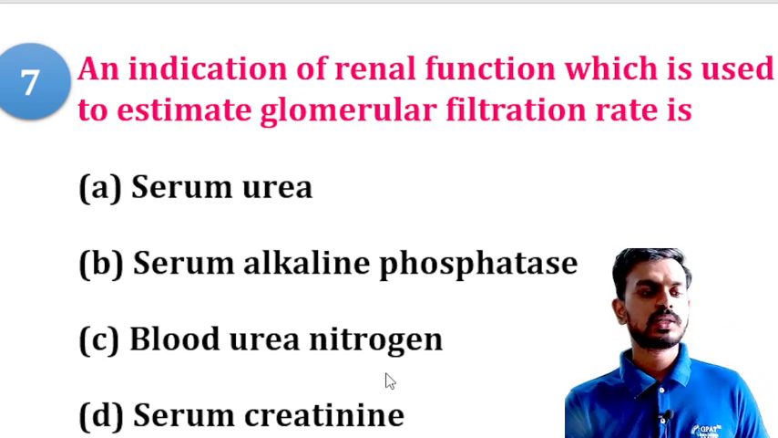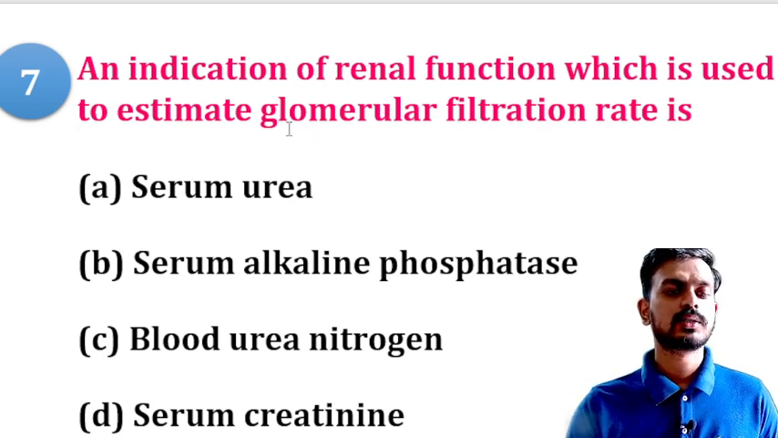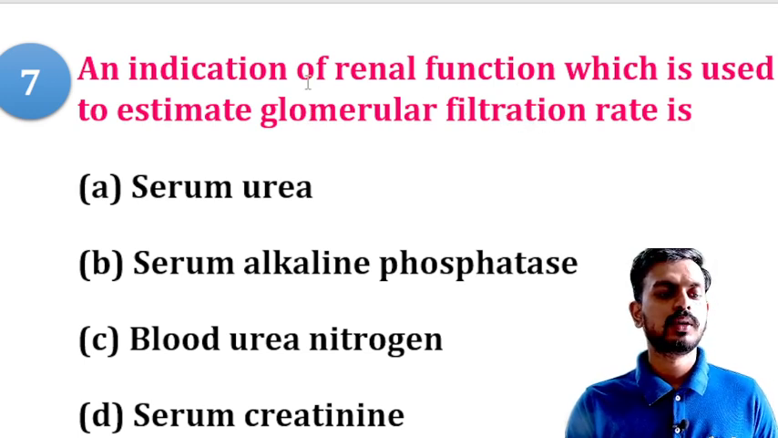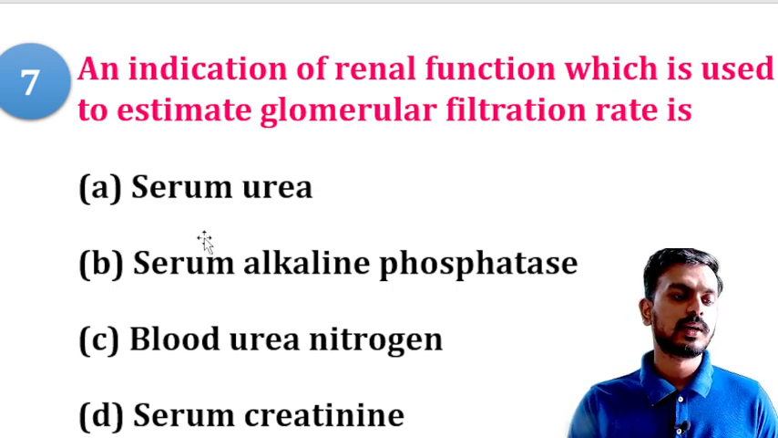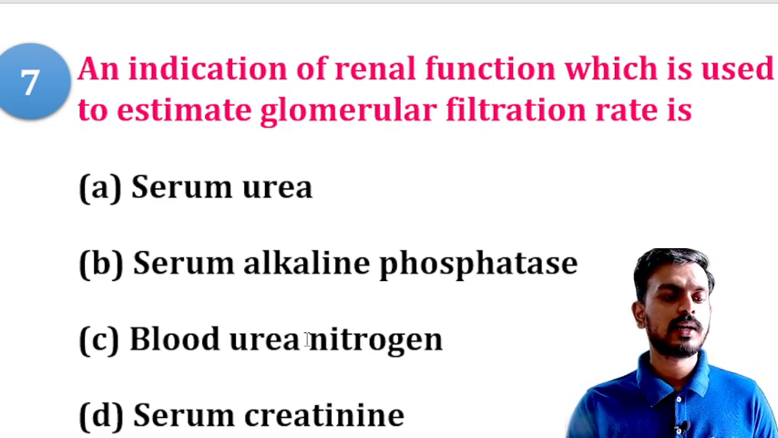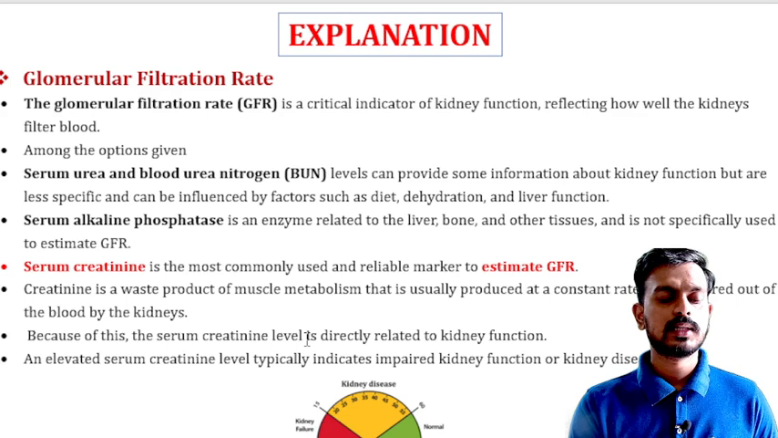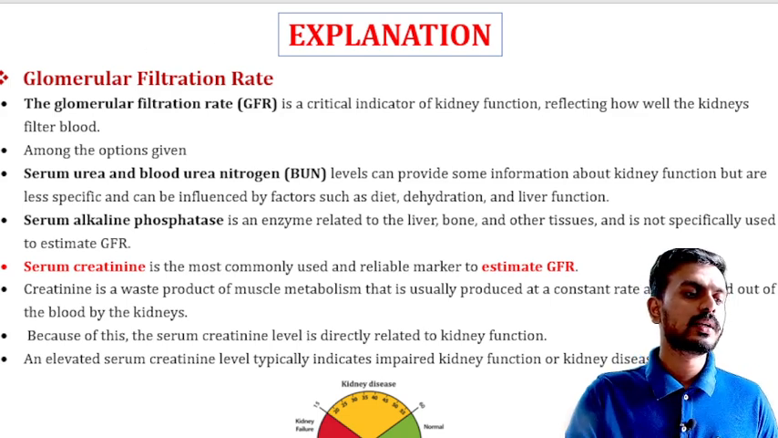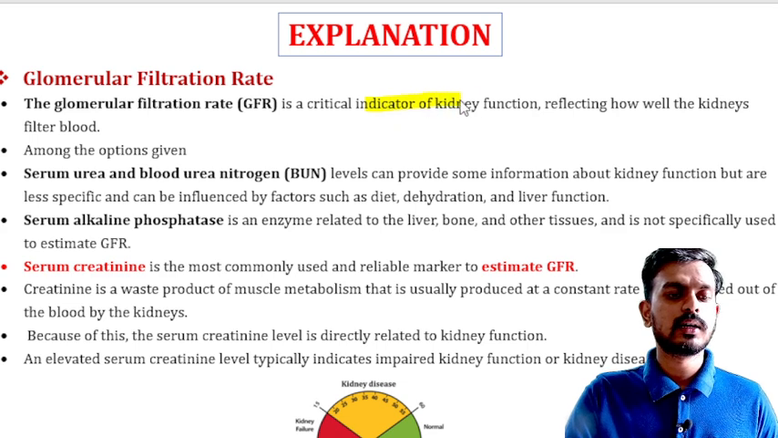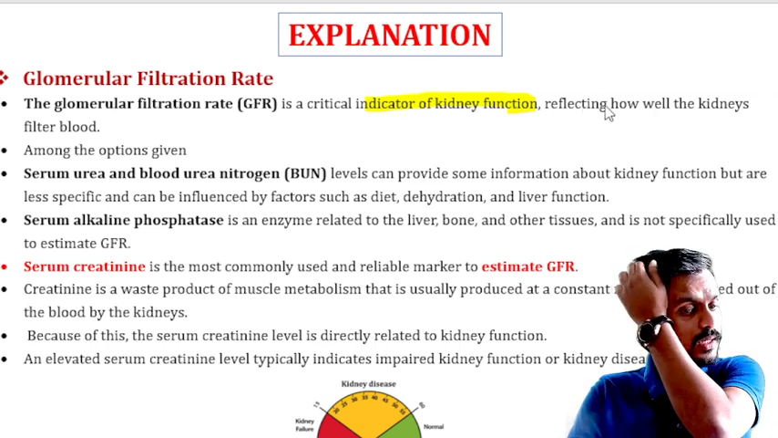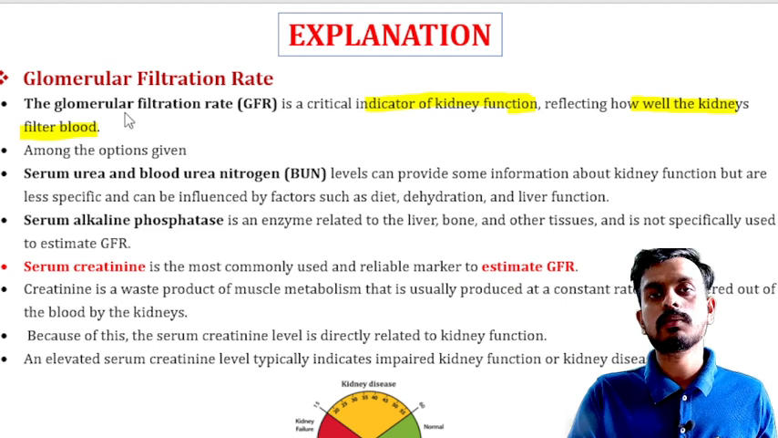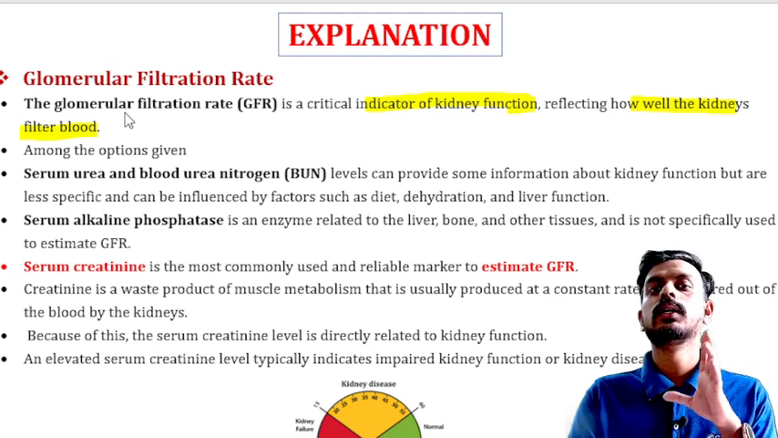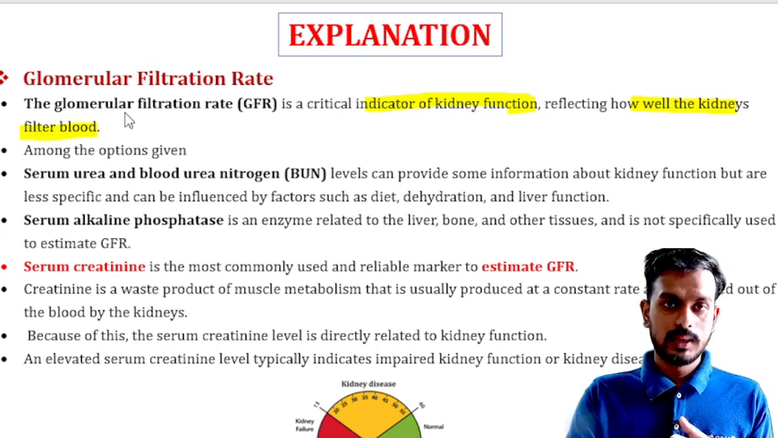So moving to the next question: an indication of renal function which is used to estimate the glomerular filtration rate. Serum urea, serum alkaline phosphatase, blood urea nitrogen, or serum creatinine? Basically, serum creatinine. Glomerular filtration rate, or GFR, is a critical indicator for kidney function. It basically reflects how well the kidney filters blood.